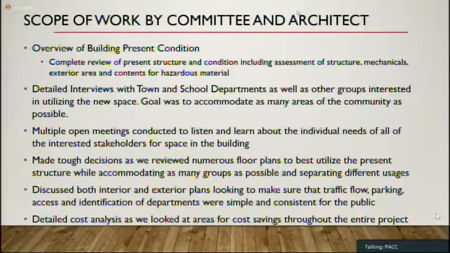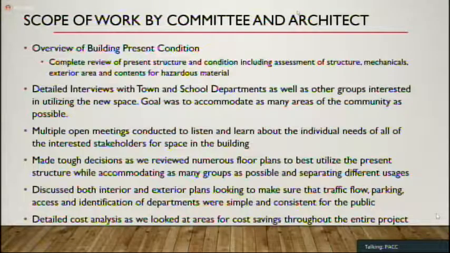At the end of the day, the space is limited, so we had to make some tough decisions. We discovered that there was more interest in user groups that were interested in using this building than we had space for. So the committee had to make some tough decisions. But at the end of the day, we came up with a plan that we believe is true to the charge that this committee was given, which is the reuse of the building for town hall, school, and community uses, and we'll talk a little bit more about the specifics of that in a bit.